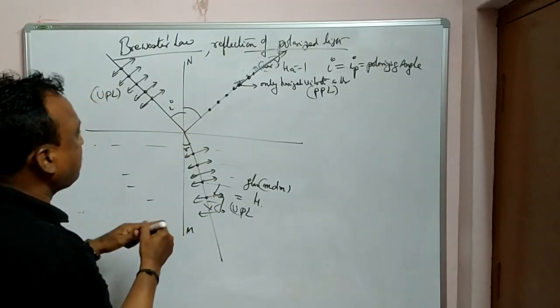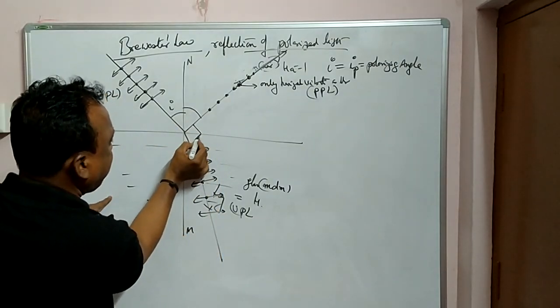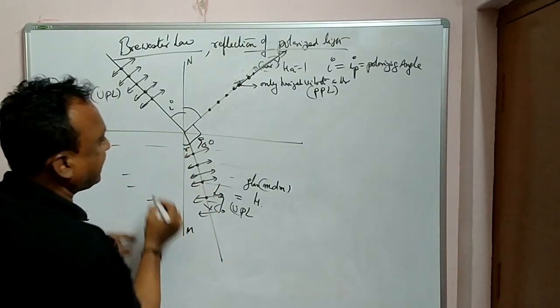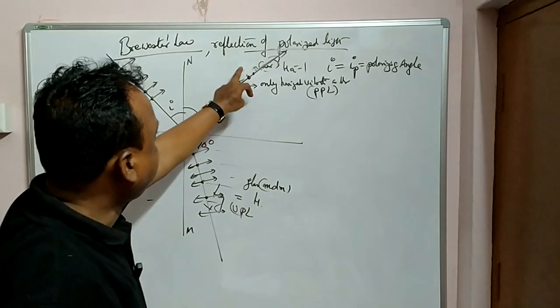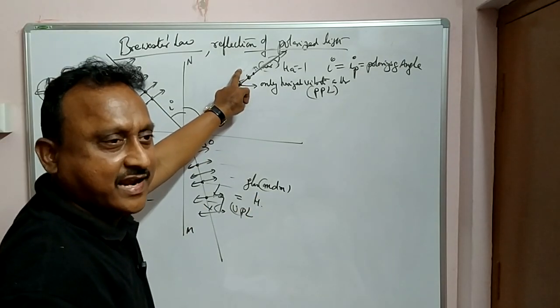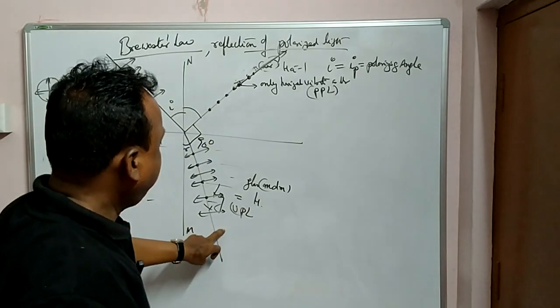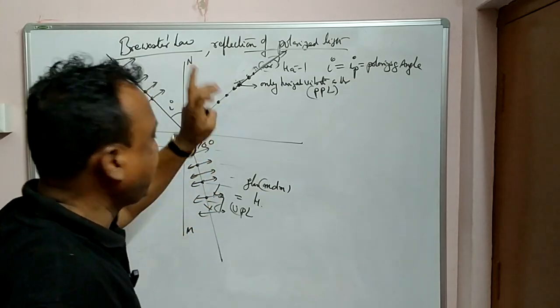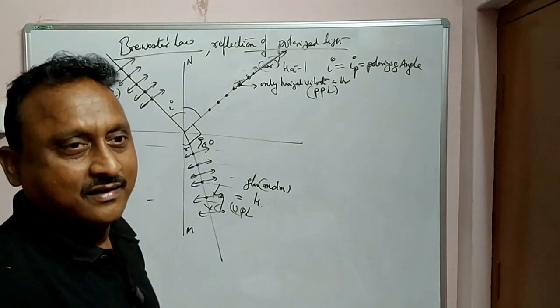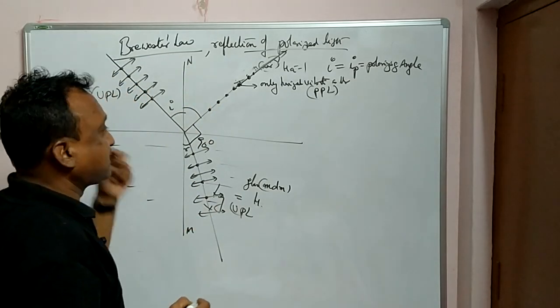In such cases, the reflected angle and refracted angle make 90 degrees. The angle between the reflected, polarized light and the refracted one will be 90 degrees. Okay? And that is called Brewster's law.